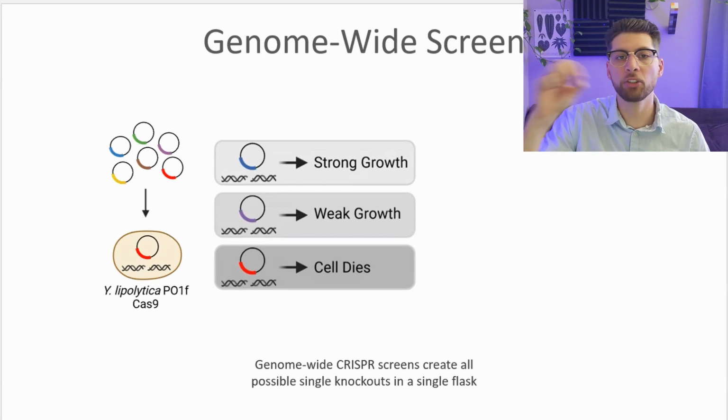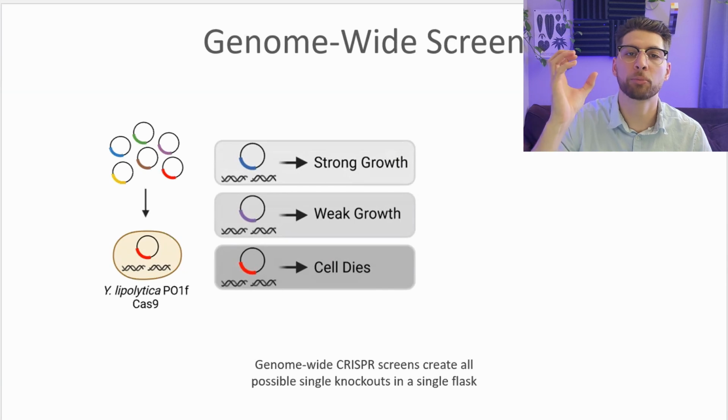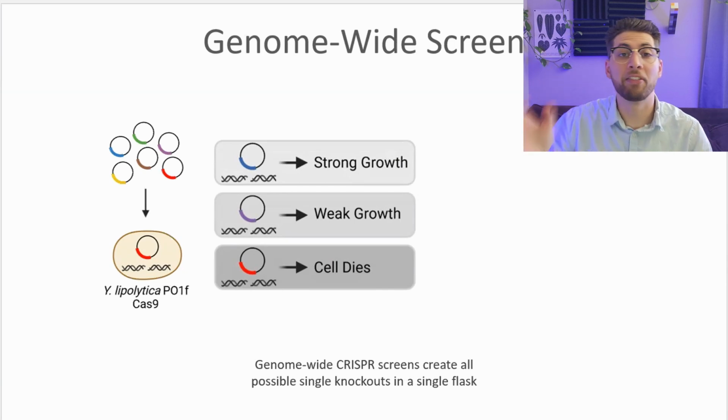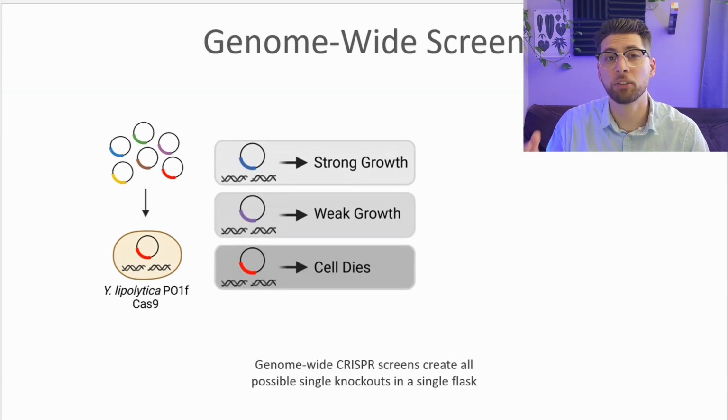You imagine that each yeast cell is going to get a different guide RNA, and that leads to each yeast cell having a different gene knocked out, right? So in a single flask, you have every possible single gene deletion. And then you can do further experiments to elucidate what those gene functions are. Is that gene really essential for growth? Is it needed for a certain condition, etc.?